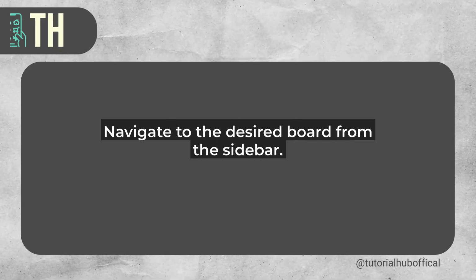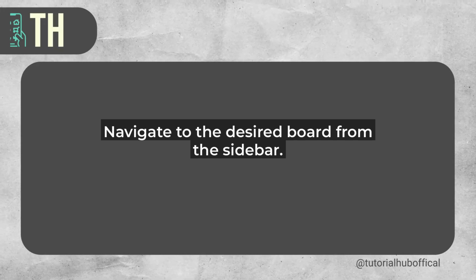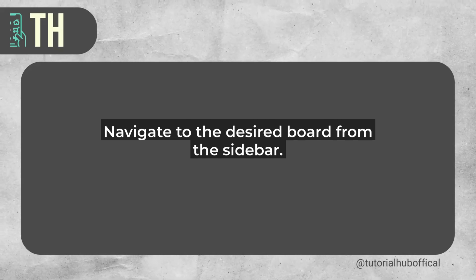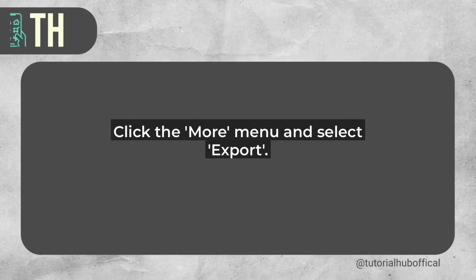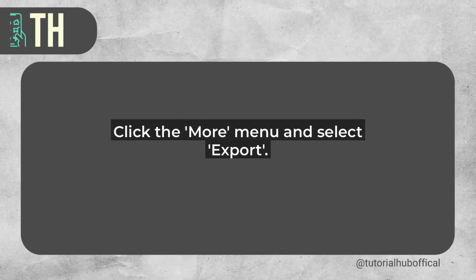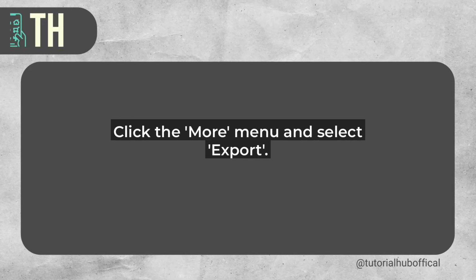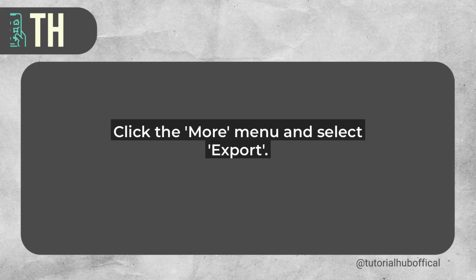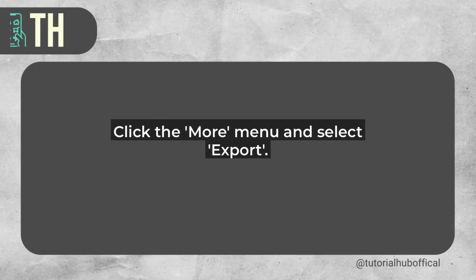Next, look for the More menu on your board page. It's usually a three-dot icon in the top right corner. Click on that, and you'll see an option for Export. Select it, and a dialog box will pop up. Here, choose the export format. For Excel compatibility, go with CSV or Excel directly if it's available in your version.